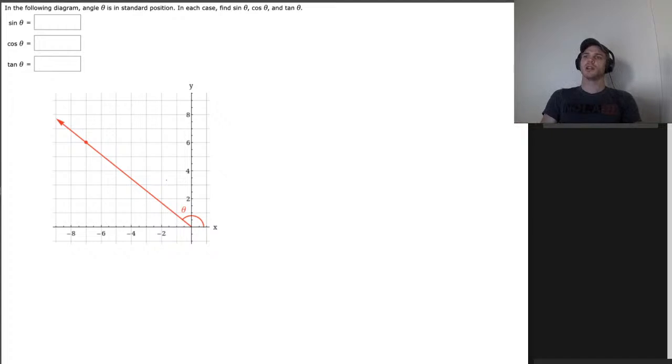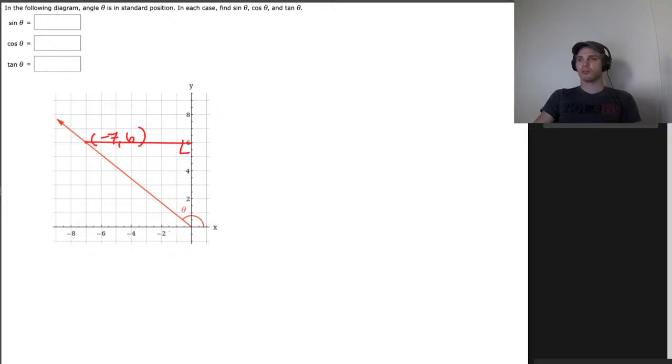Okay, in the following diagram, angle theta is in standard position. In each case, find sine theta, cosine theta, and tangent theta. Since they give us a scale here, we can look and see that if we just go straight across here, it goes to 6, and this goes to -7. So the coordinates of this point are -7, 6. And we can use that to make a nice right triangle here and do some trig to this triangle.